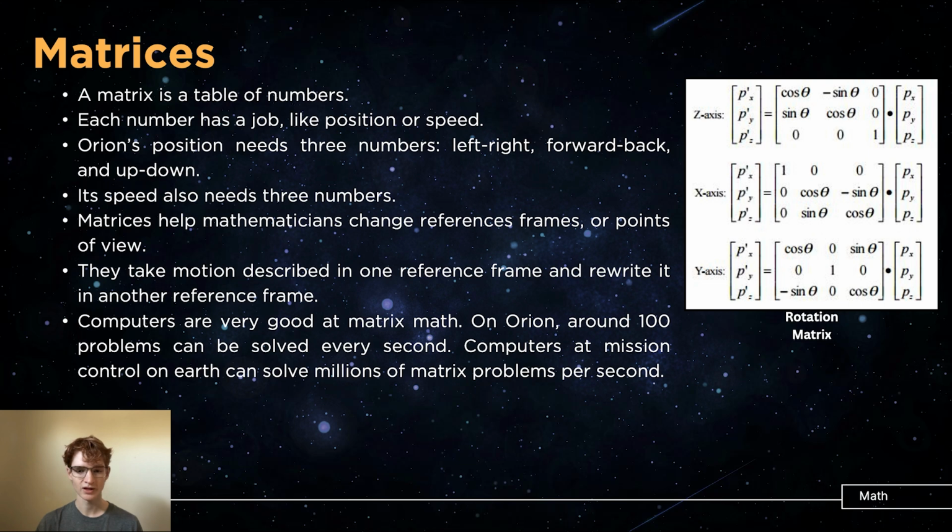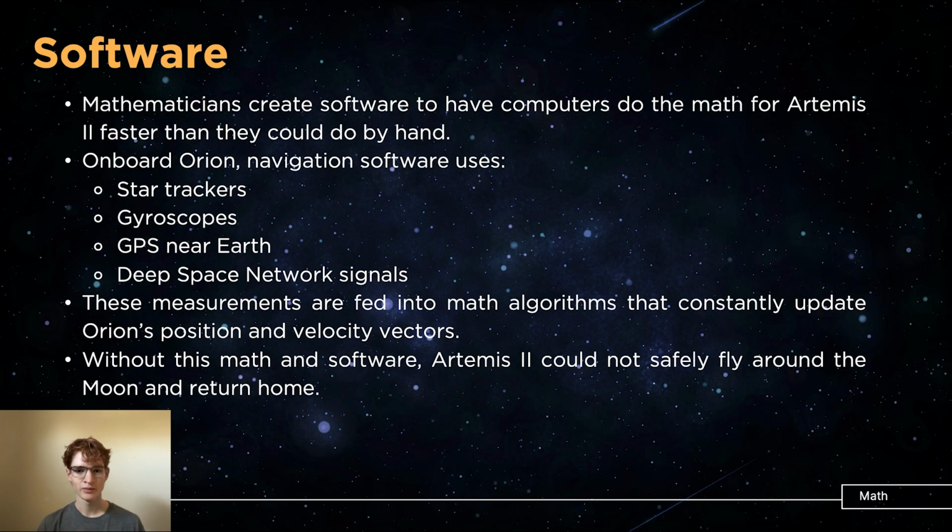On board Orion, for example, about 100 math problems can be solved every single second. Even crazier than that, computers in mission control on Earth can solve millions of matrix problems per second. It wouldn't be possible to do all this math by hand during the mission, so mathematicians create software that lets computers handle the calculations. On board Orion, navigation software uses information from star trackers, gyroscopes, GPS when near Earth, and signals from deep space networks. All these measurements are fed into math algorithms that constantly update Orion's position and velocity vectors. Without this math and software, Artemis 2 would not be able to safely fly around the moon or return home.